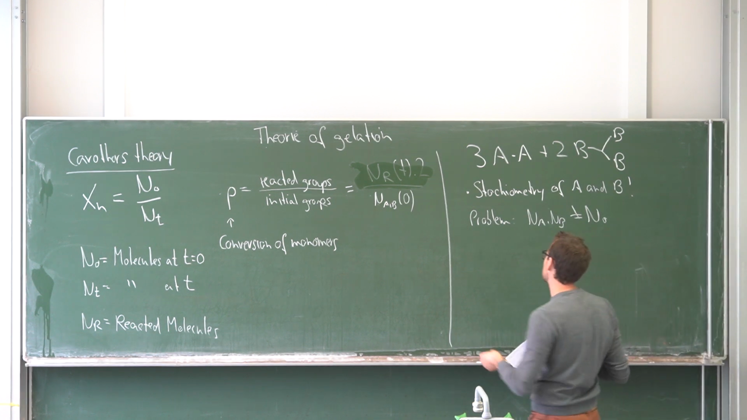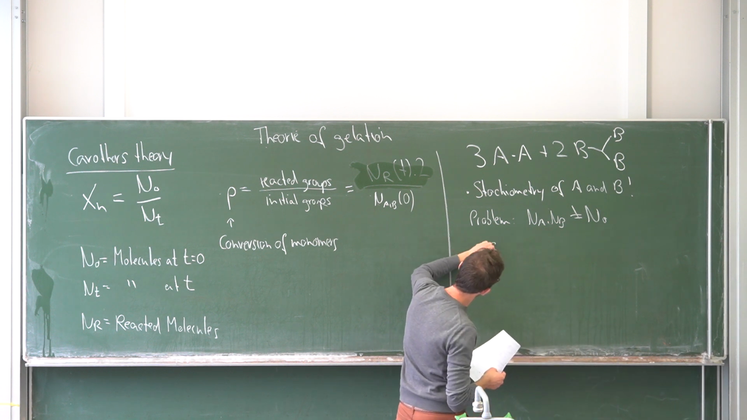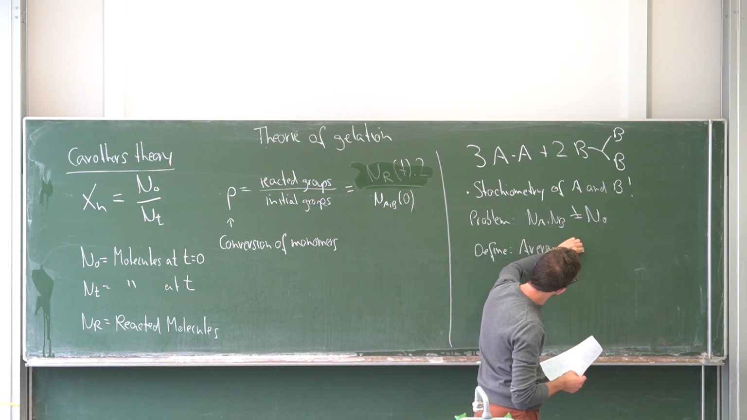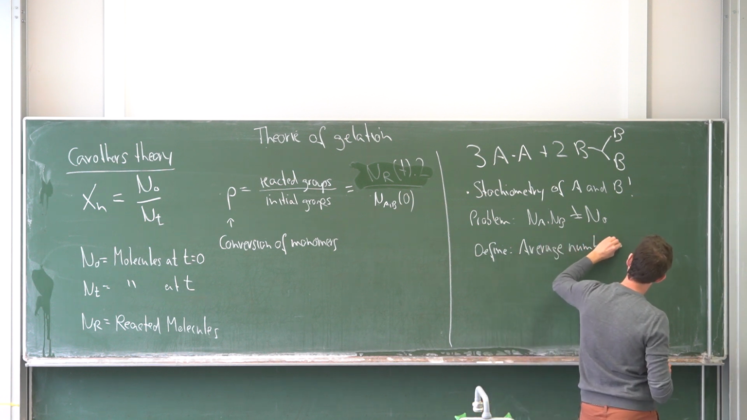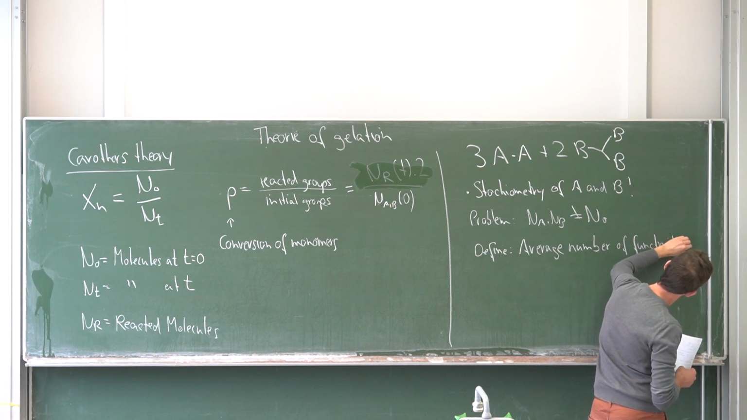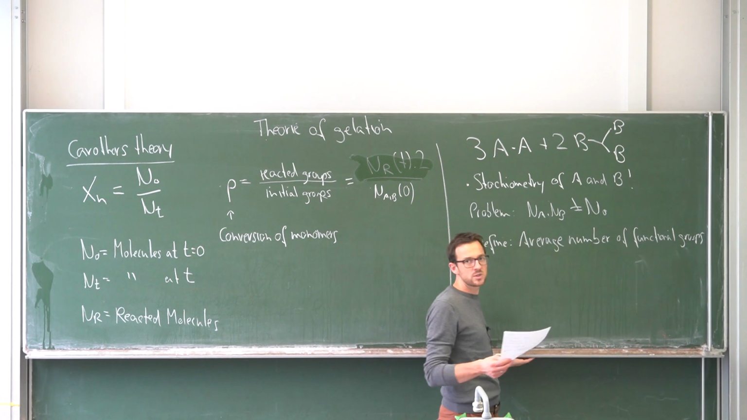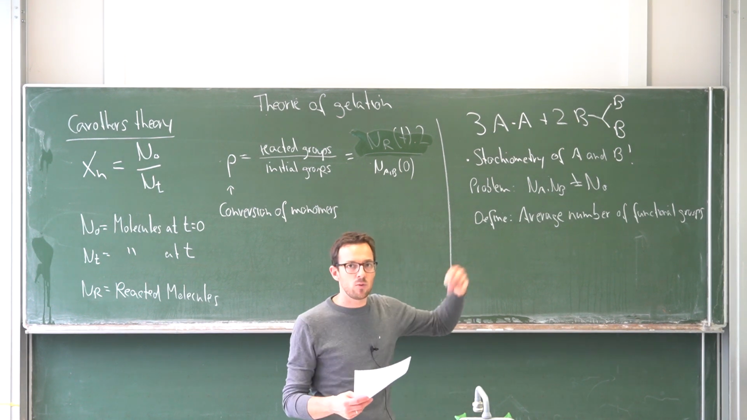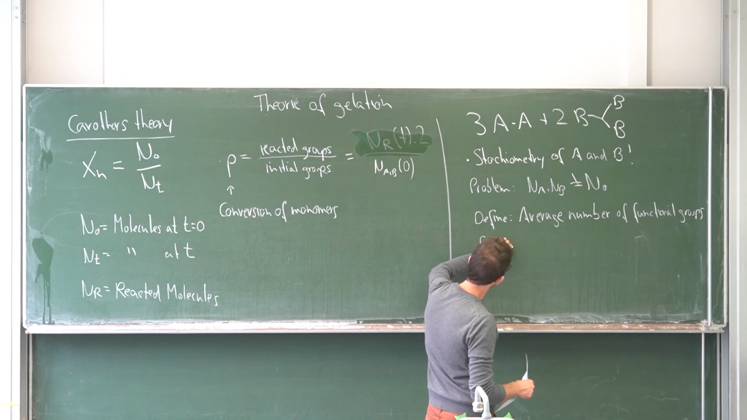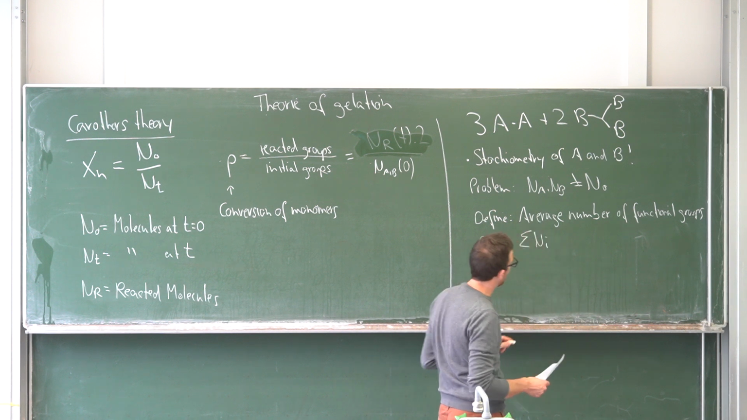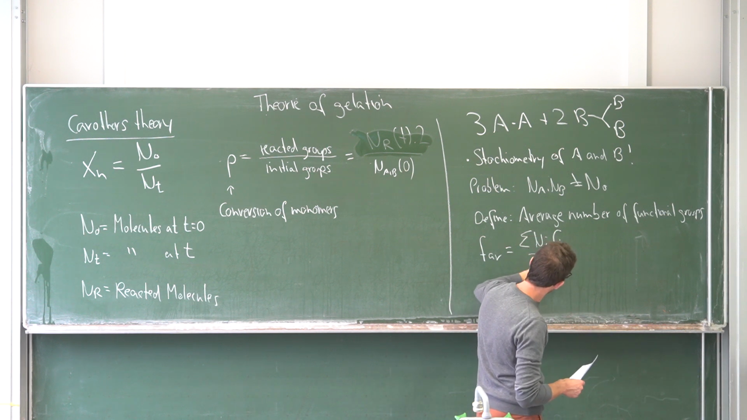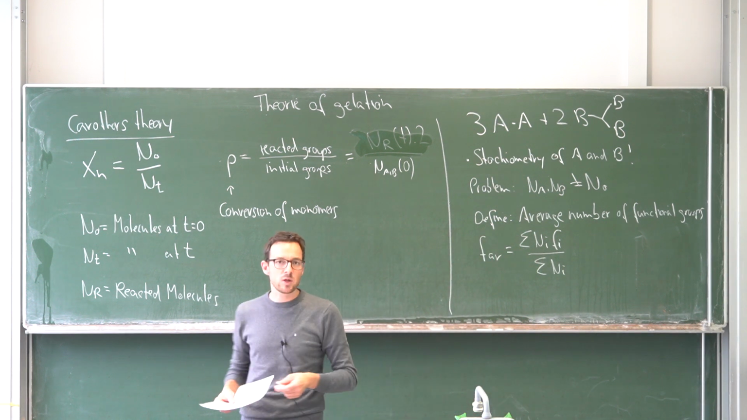So what we do is we define the average number of functional groups. We count the groups and the molecules and then divide the groups by the molecules, and then we get a value for this. So this is F average, and it would be the numbers of molecules with a certain number of functional groups, divided by all the molecules. So this reads much more complicated than it actually is.